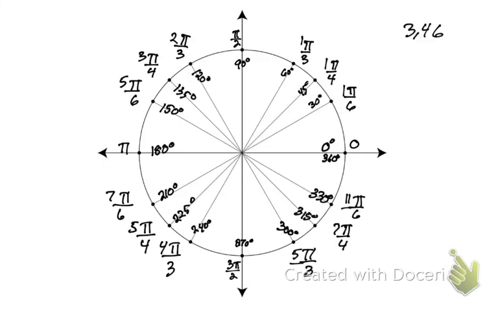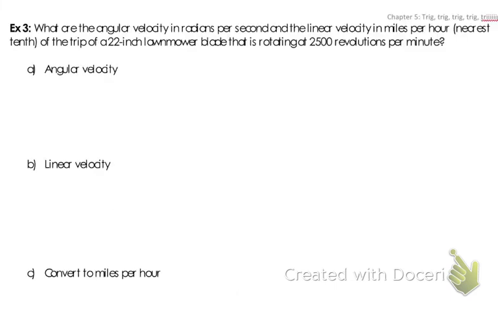Let me pause this. The reason why I want to do this example is we get angular velocity and linear velocity, or at least most of us. You are presenting that you understand the material. The difference here is we're going to have to do some unit conversions. All right, so let's go ahead and read this. What are the angular velocities in radians per second? They're telling you exactly how it has to be radians over seconds.